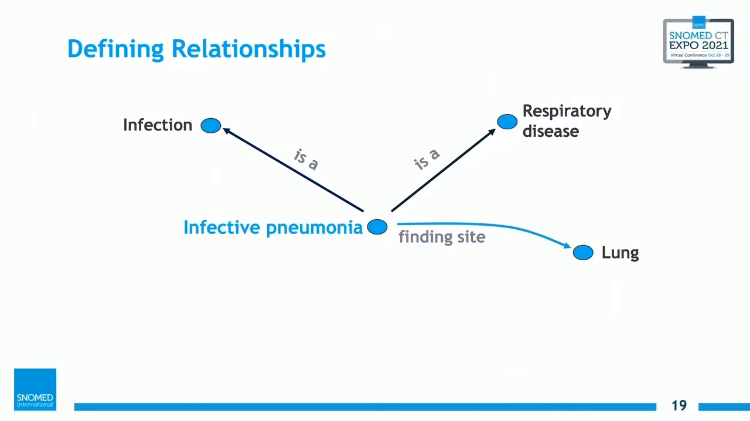Next, we're going to use SNOMED CT's defining relationships to create queries. This involves filtering the concept codes that we're looking for based on the value of that concept's defining relationships. So here's an example of a concept, infective pneumonia. It has 3 relationships. Infective pneumonia is a type of infection, infective pneumonia is a type of respiratory disease, and infective pneumonia has a finding site of lung structure. So we can query on any of these relationships.